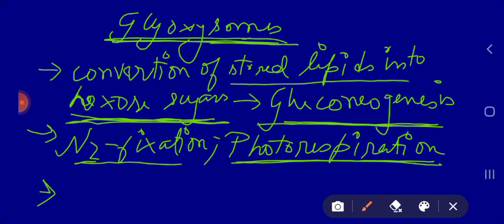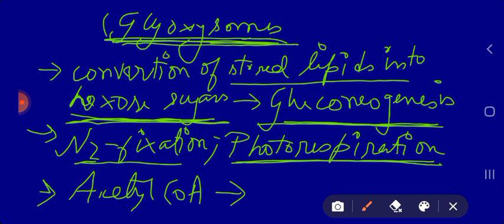And the third function of the glyoxysome is the glyoxylate cycle. Most of the enzymes of the glyoxysomes are involved in the glyoxylate cycle, which converts acetyl coenzyme A to succinate for the synthesis of carbohydrate. So here the acetyl coenzyme A will be converted into succinate, which will be used further for the synthesis of carbohydrates, right?